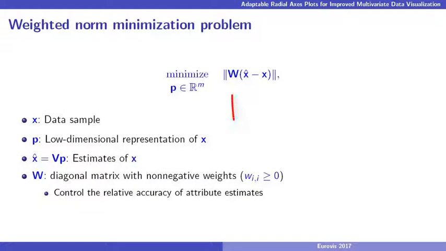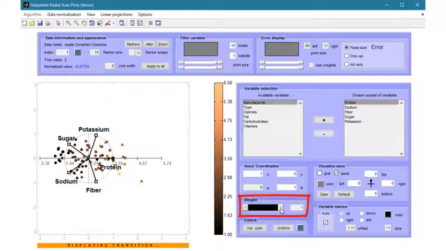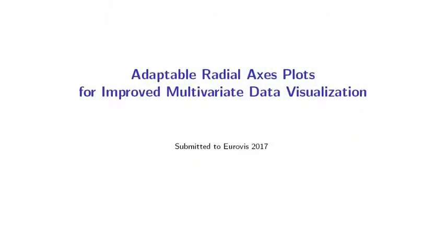A more efficient idea consists of introducing weights in the optimization problem's objective function. These weights control the relative accuracy of the estimates on the axis. In the example, the weight associated with protein is 10 times larger than the rest. The optimization problem focuses on reducing the estimation errors on that axis, which ends up ordering the data. We hope these examples illustrate the benefits of our approach for data analysis.